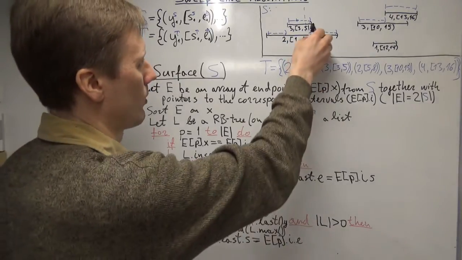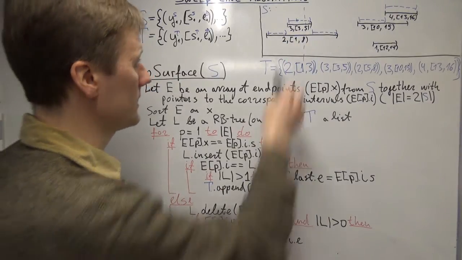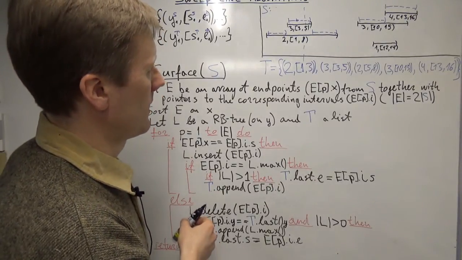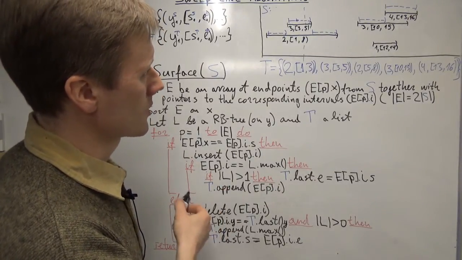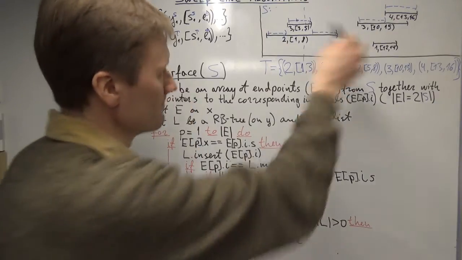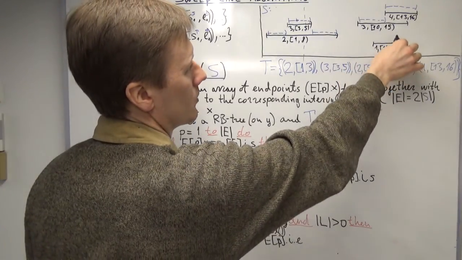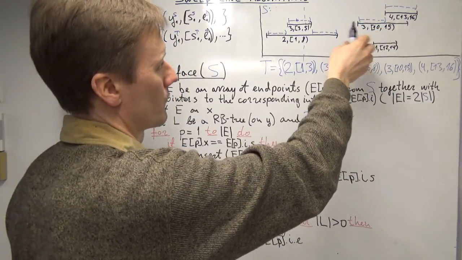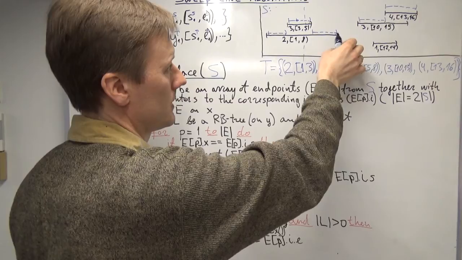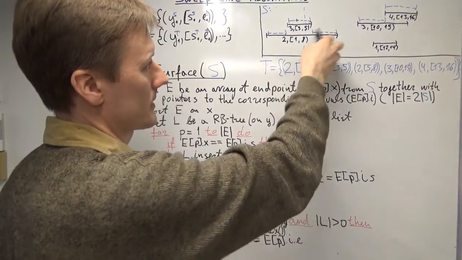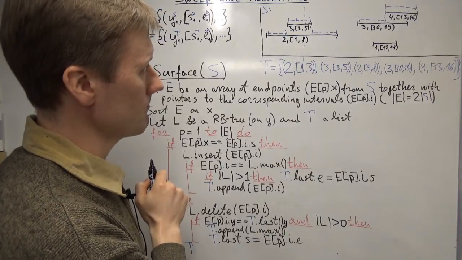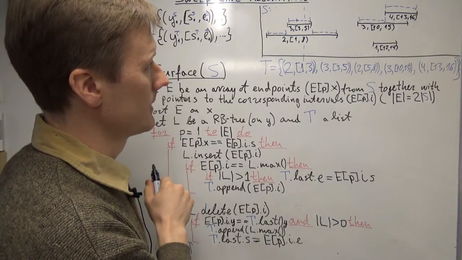To process the endpoint event, we delete it from the sweep line status. And then, in a lot of cases, we don't have to do anything else. Like for this interval, if we delete it, we don't have to do anything else. For this interval, if we delete it, we don't have to do anything else. It is already in T, so it just stays there.